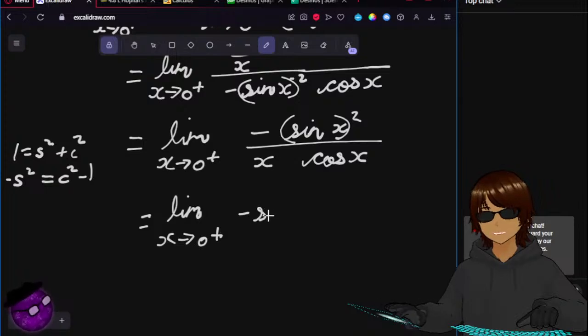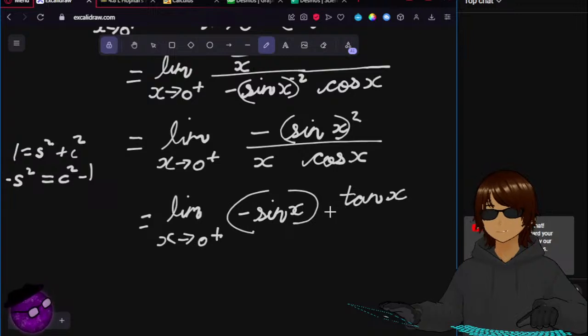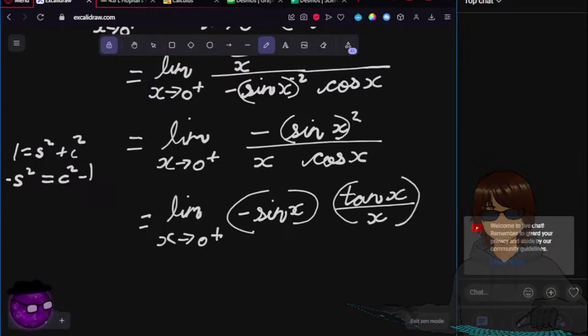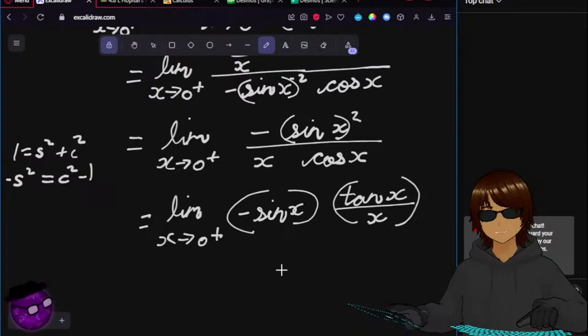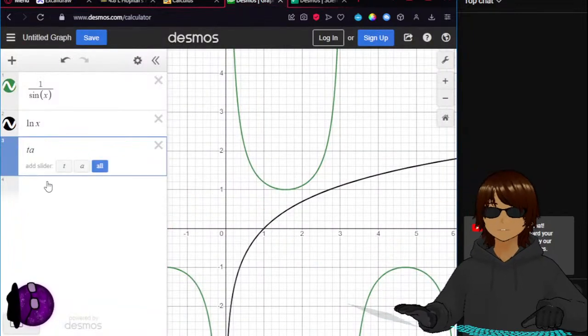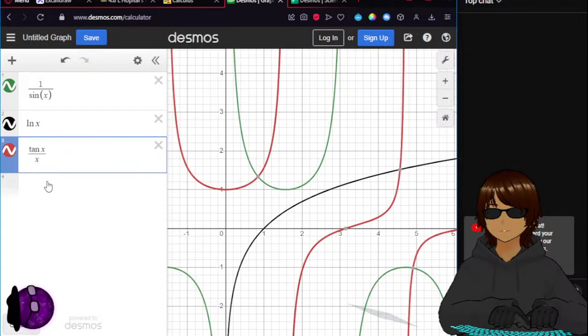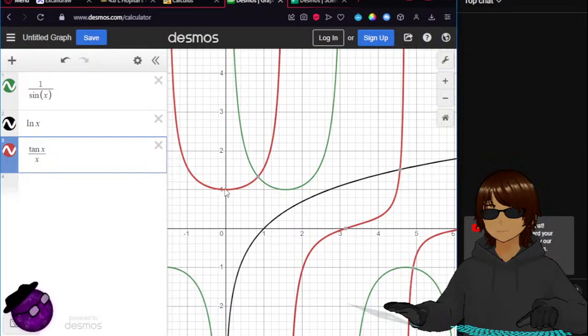So minus sine x, this, and then sine over cos is tan x over x. This approaches 0. What about this? Tan x over x. Tan x over x. This approaches 1.